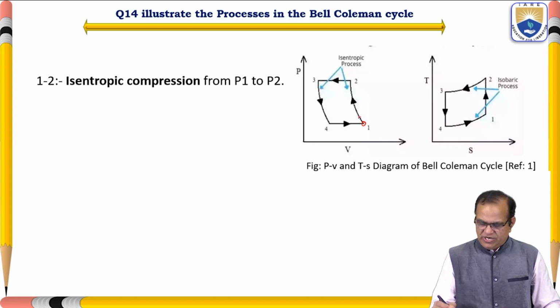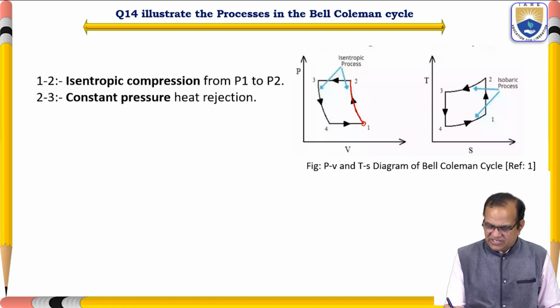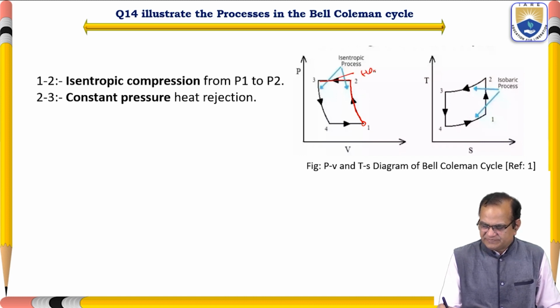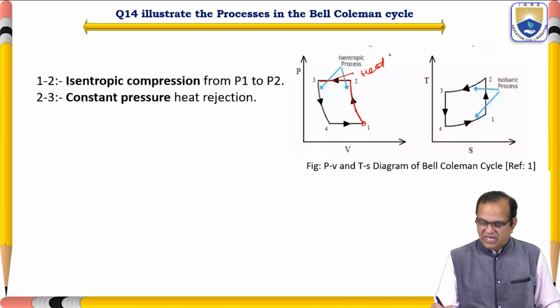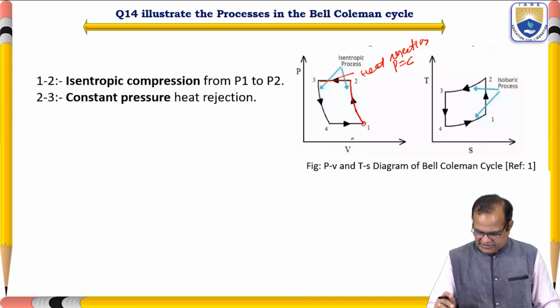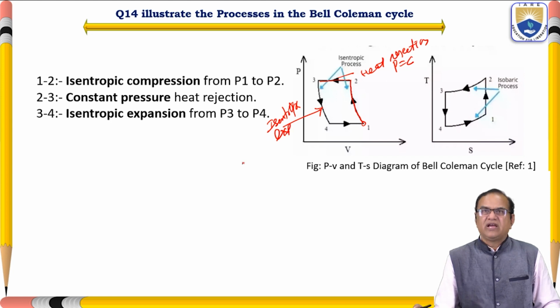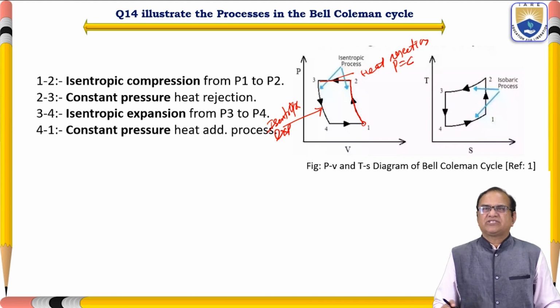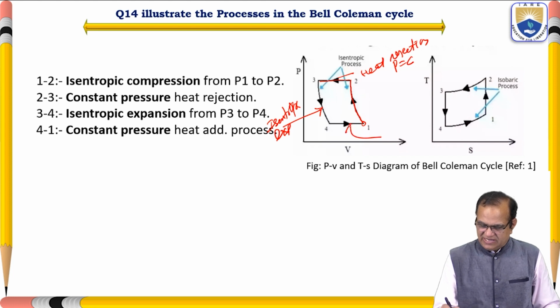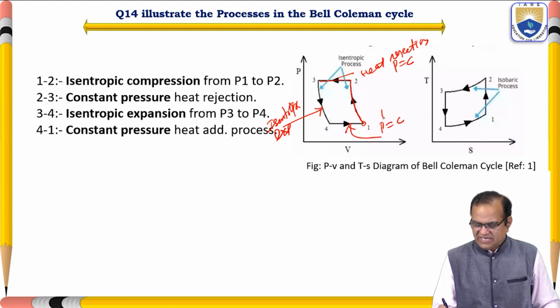It is from this point to this point. Then we will have constant pressure heat rejection, at P equal to constant. Then 3 to 4 is isentropic expansion, and 4 to 1 is constant pressure heat addition.